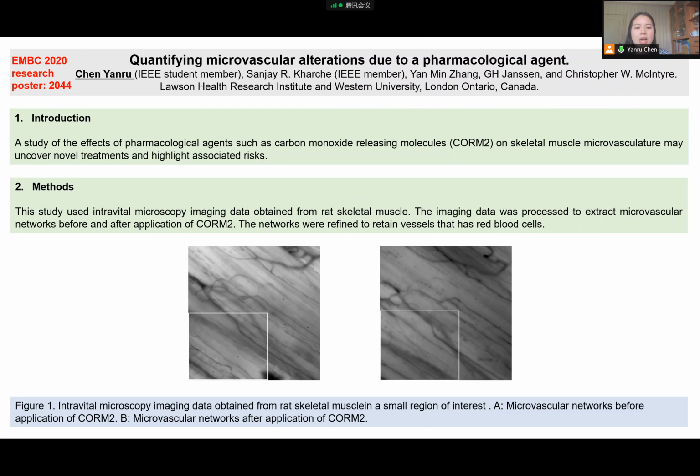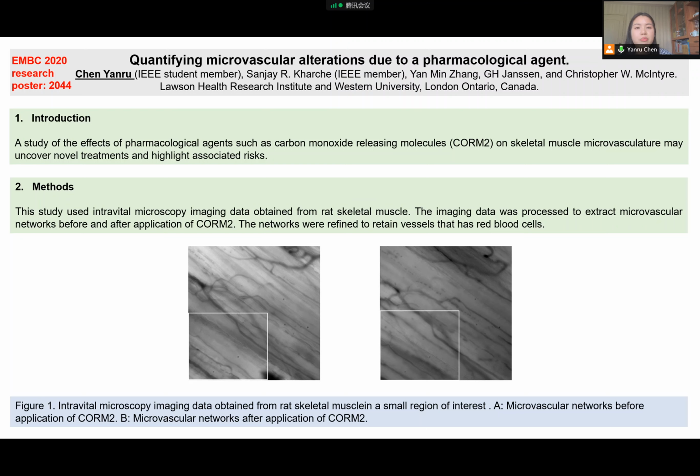Now let's move on to methodology. In previous experiments, intravital microscopy generated 23 videos of rat muscle vasculature, spanning 1,000 by 1,000 microns over 30 minutes. CORM-2 was administered to each animal approximately 10 minutes into the observation.